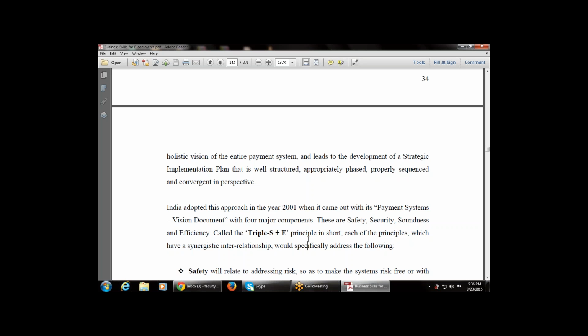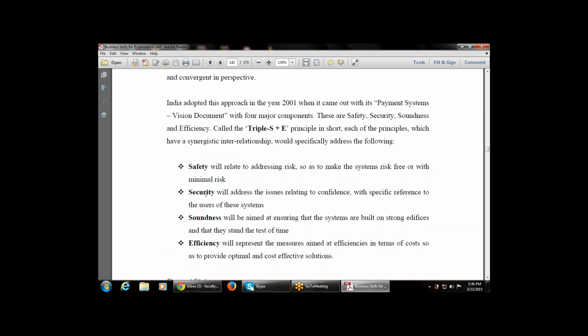These four are known as safety, security, soundness and efficiency, also known as the triple S plus E principle in short. That is 3S and 1E. 3S means security, safety, soundness, and the E is efficiency. Each of the principles, which have a synergistic interrelationship, would specifically address the following.